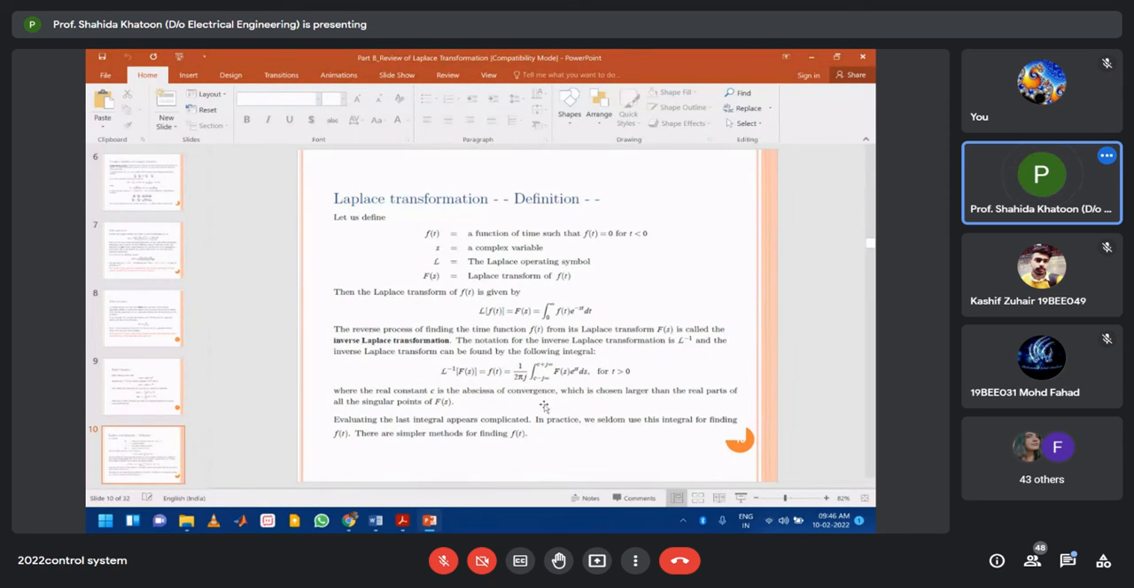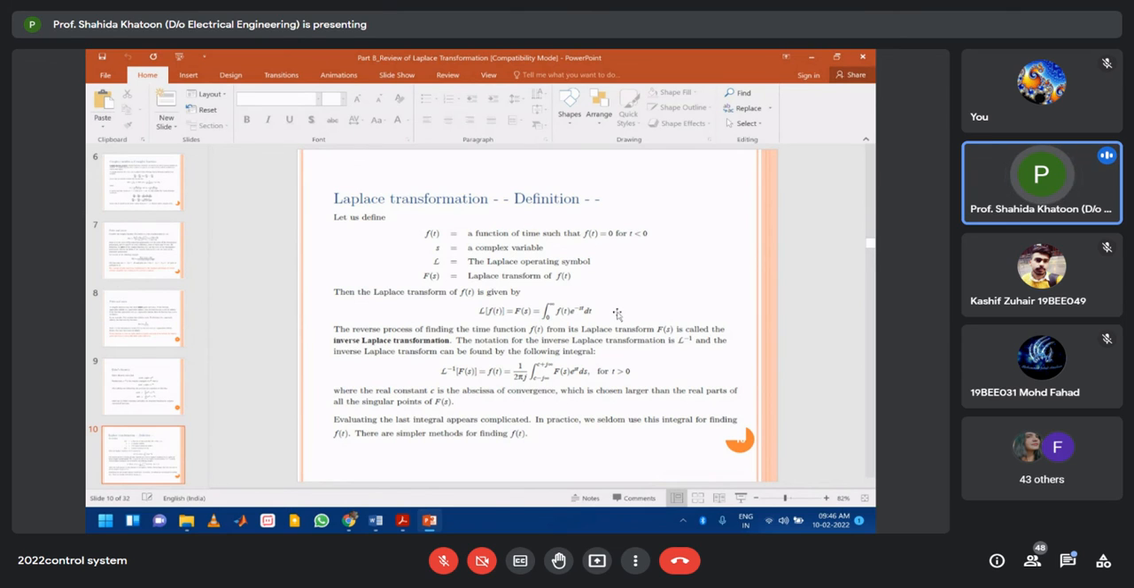The Laplace transformation definition is, let us take a function f(t), which is a function of time such that f(t) is equal to 0 for t less than 0. So f(t) exists only for positive values of t. s is a complex variable, L is the Laplace operator symbol, and F(s) is the Laplace transform of f(t). The definition is the integral from 0 to infinity of f(t) e to the power minus st dt. This is the basic fundamental definition of a Laplace transform.